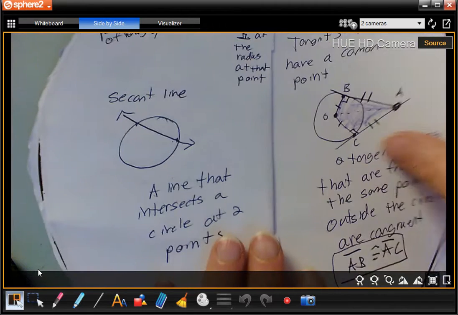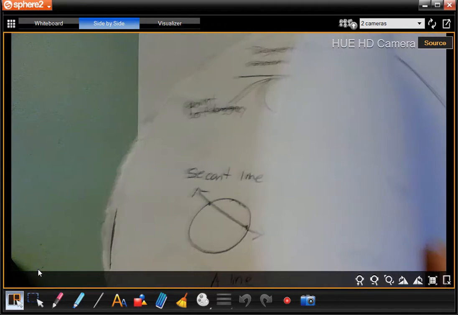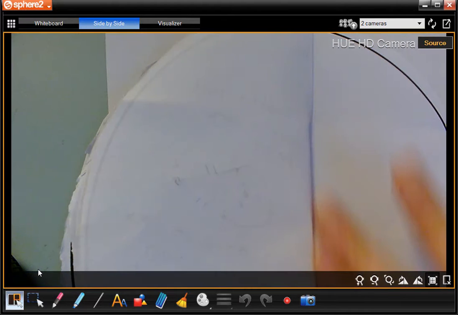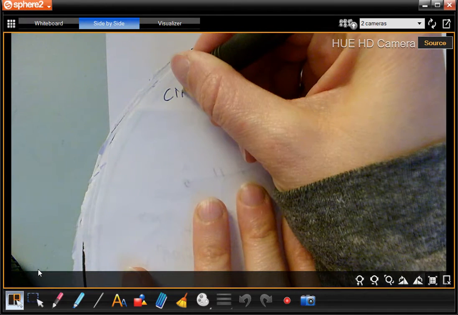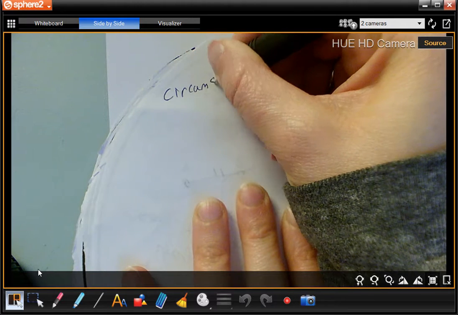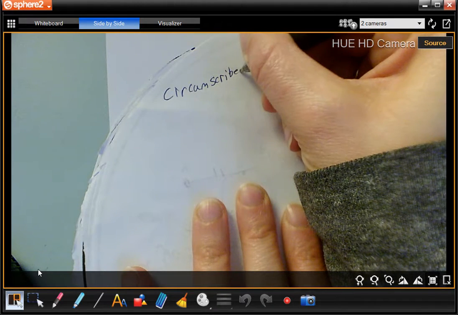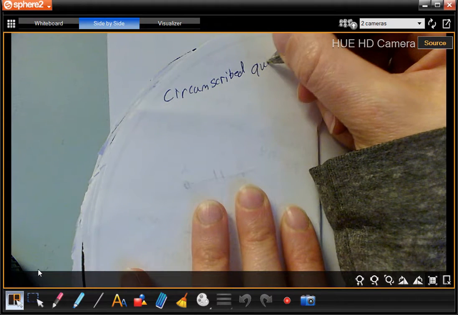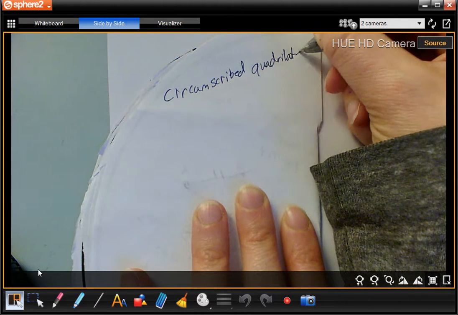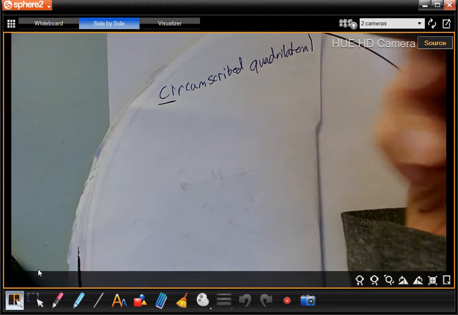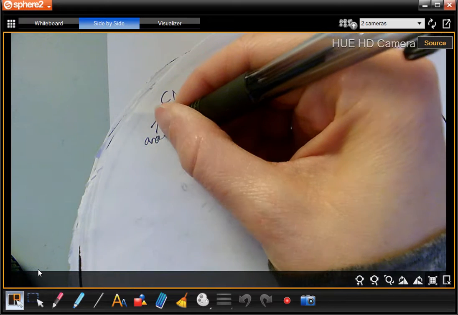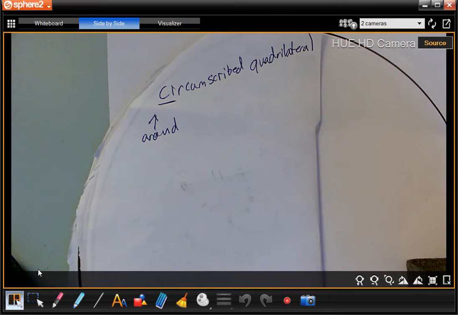We're going to turn from page 3 to page 4 in our circle book, and we're going to look at a circumscribed quadrilateral. C-I-R-C-U-M-S-C-R-I-B-E-D, quadrilateral. Okay? C-I-R means circle, so that means like around. So a quadrilateral where all four sides are tangent to the circle.